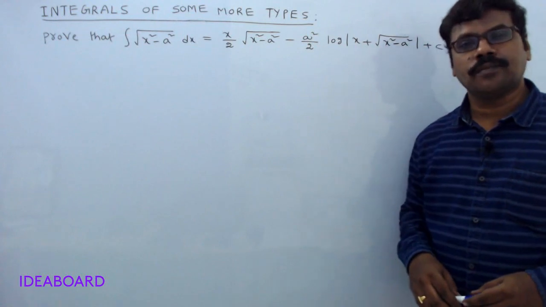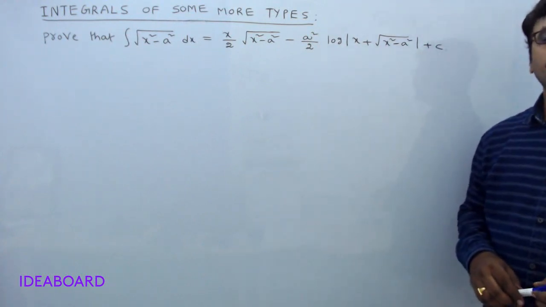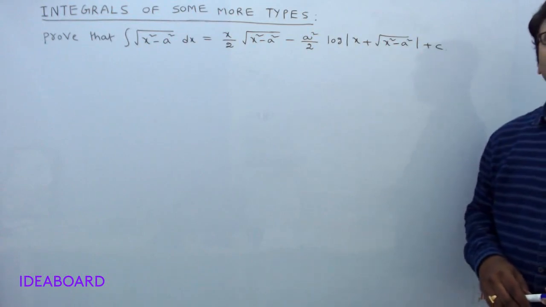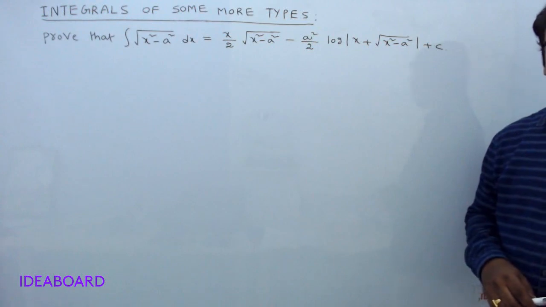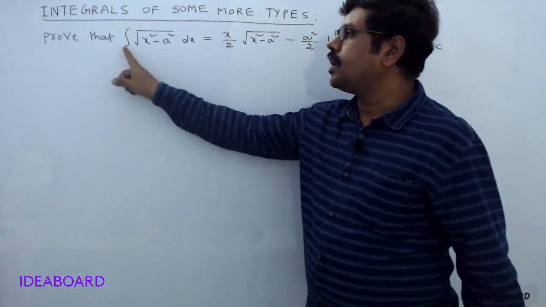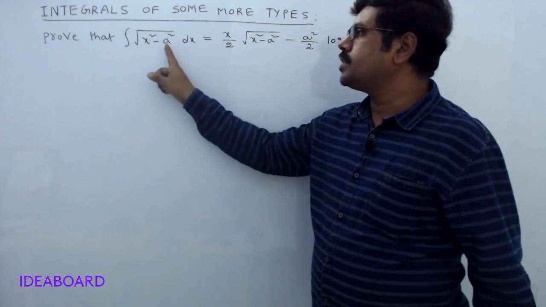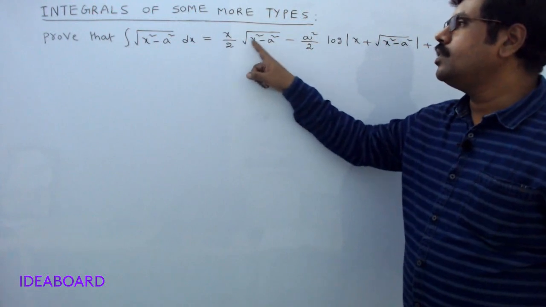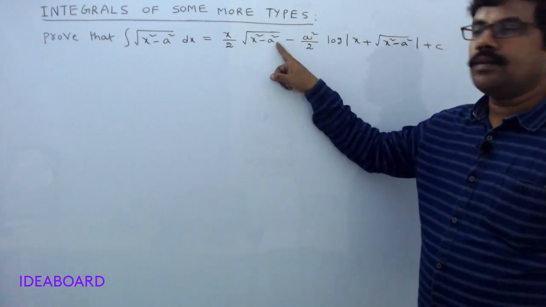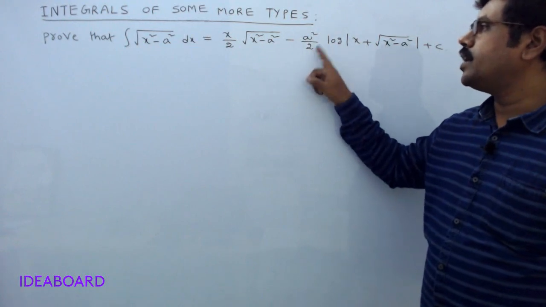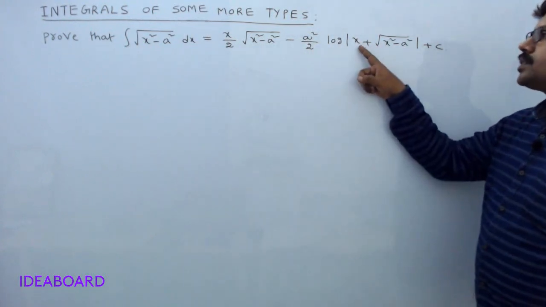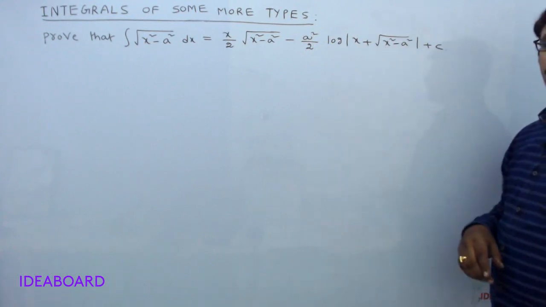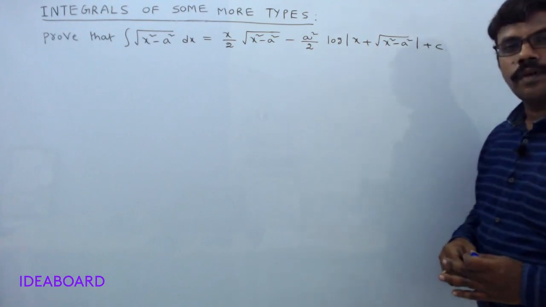Today we are going to discuss proofs of three important formulas. Among those, the first one is the integral of square root of x square minus a square dx. What is its formula? x divided by 2 into square root of x square minus a square, minus a square divided by 2 into log mod of x plus square root of x square minus a square, plus a constant c. Now come to the proof of this formula.